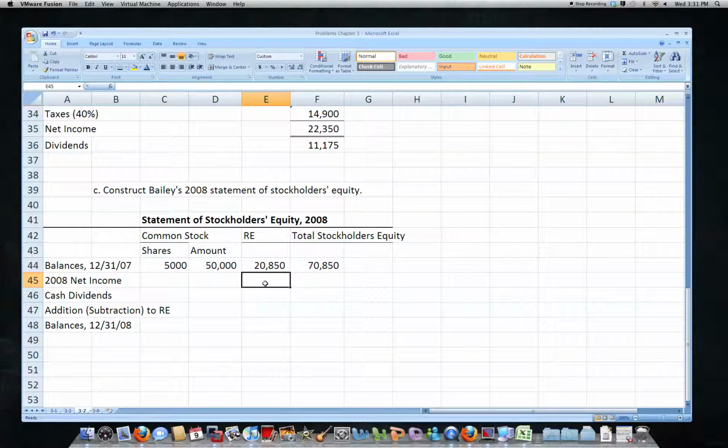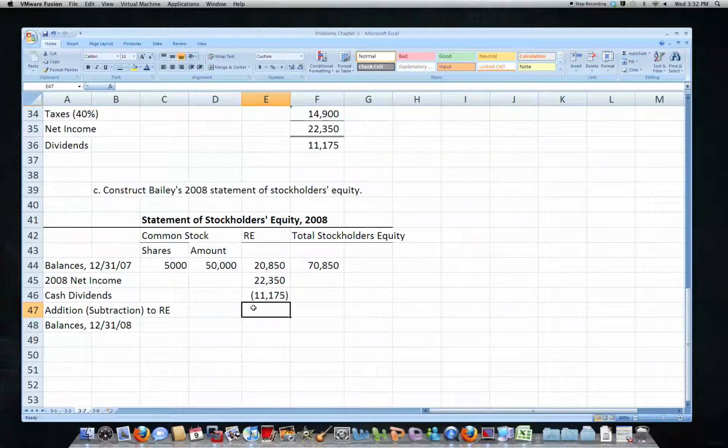Our 2008 net income is right here, so equals net income. Our 2008 dividends are right here, and they're going to have to be subtracted out because they go to the shareholder. So we'll put a minus in front of them.